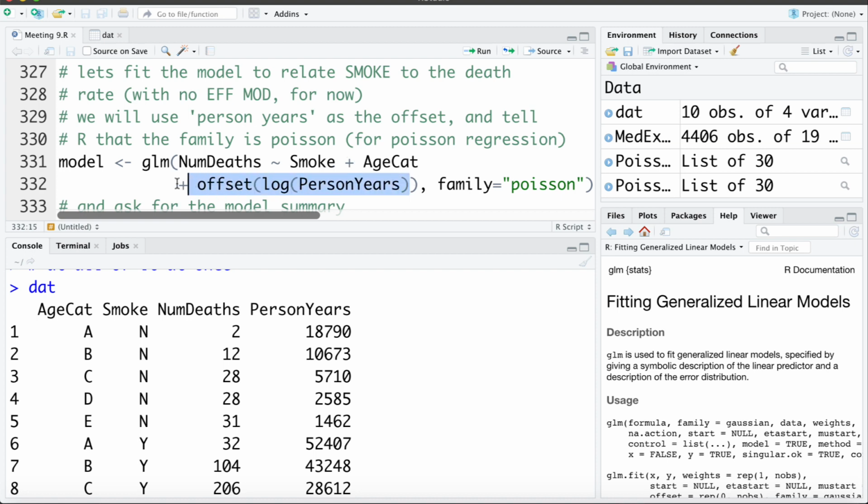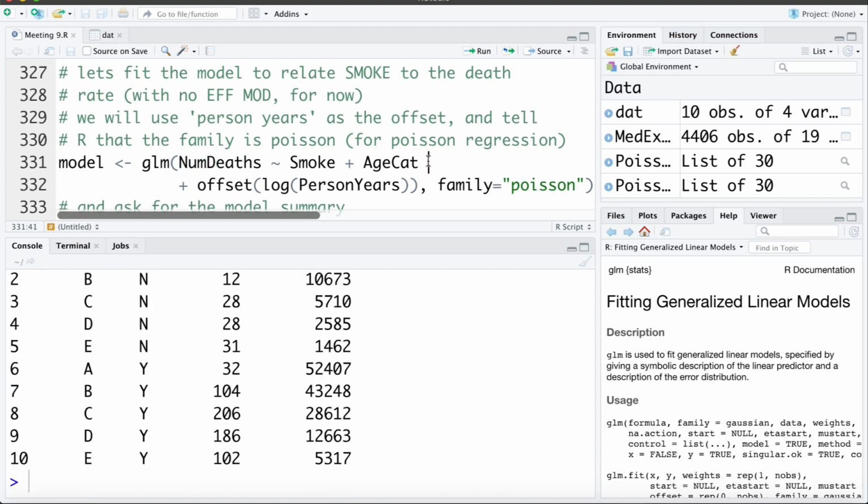And you can see we have this additional term included. The offset is the log person years. So this is the way we give the denominator for that rate. If you remember, the rate was the number of deaths divided by the person years exposure. And the syntax to do that is first we refer to it as an offset. We put that in parentheses. And then we need to specify that it's the log person years. Because if you recall, this model is modeling the log number of deaths. So we want the log number of deaths divided by the log person years to get that rate.